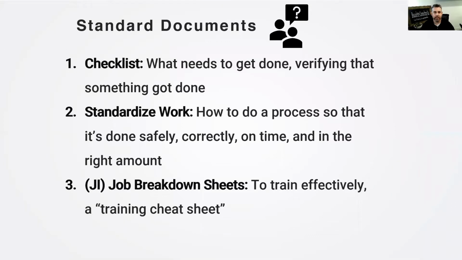So common documents are a checklist, which will essentially be a sheet of paper or on a tablet, of what needs to get done, or you could use it to verify that the work actually got done. Then there's standardized work, which is not so much the what to do, but the how to do it. How should the process be done so that it's done safely, correctly, and on time?